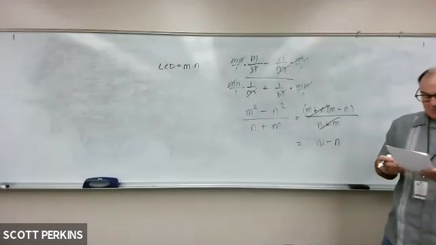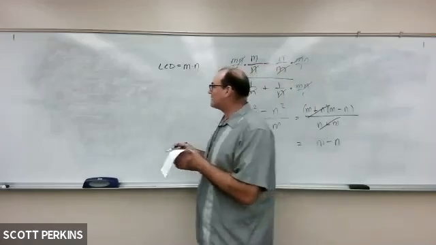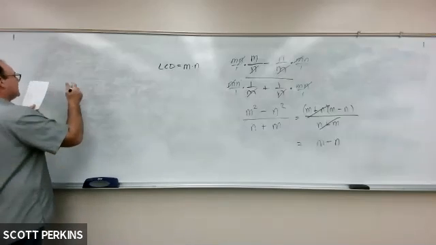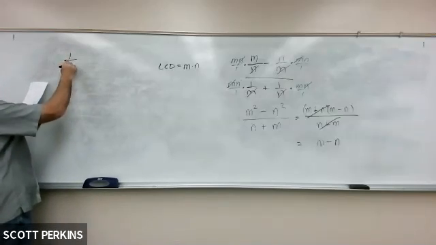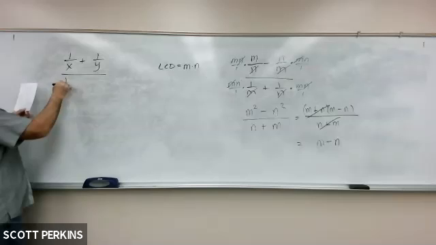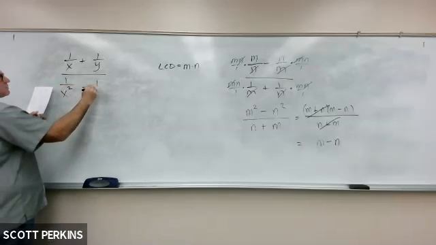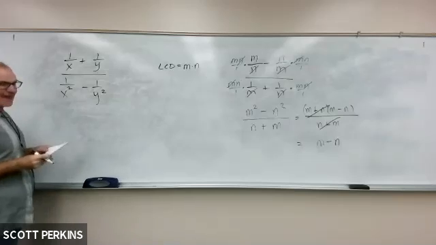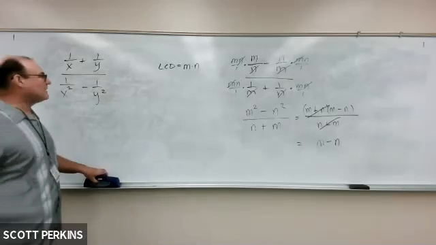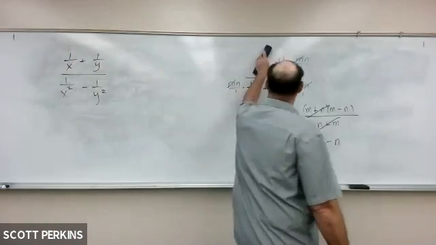And as happenstance would have it, we do have time for one last problem, which I'm glad. This is a great problem. You're going to be so happy you did it. So we've got 1 over x plus 1 over y, over 1 over x squared minus 1 over y squared. So again, I'm going to give you a moment. Please determine what the common denominator is, and then we will get to the business of doing this problem.